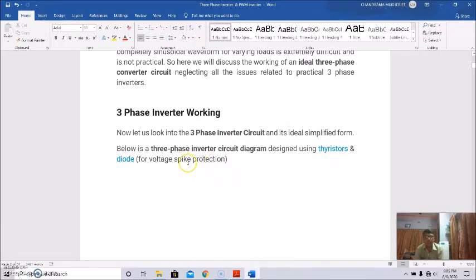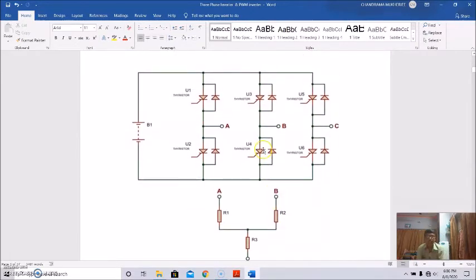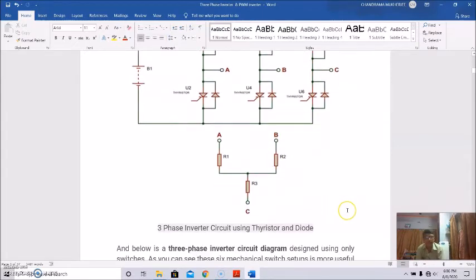Here we are giving a three-phase inverter circuit diagram designed using thyristors and diodes, actually for voltage spike protection. This is the circuit. So this is a three-phase inverter using thyristors and diodes. Every thyristor is connected anti-parallel with a diode. There are 6 thyristors, 1, 2, 3, 4, 5, 6, and these are the outputs. This is the DC source, and this is the output A, B, C, which is given to this load. So this is the three-phase inverter circuit using thyristors and diodes.